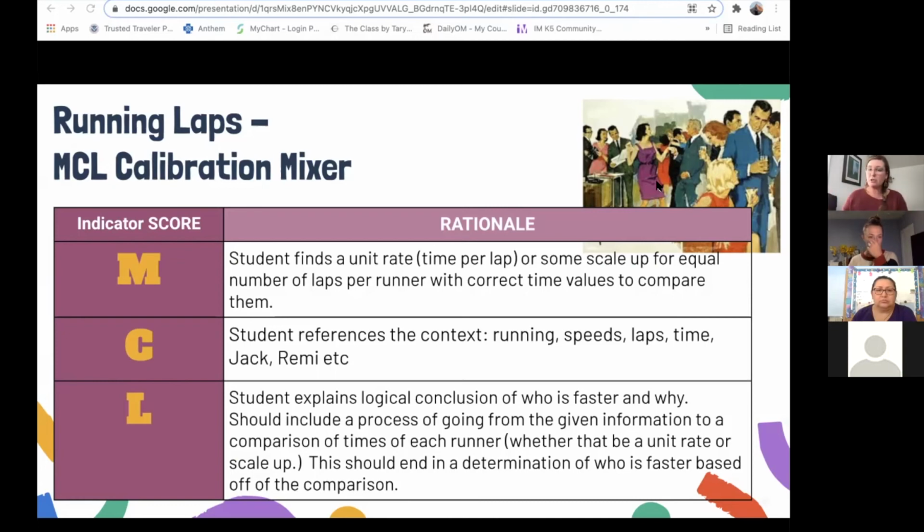Do they find a unit rate or a similar approach? Jessica shared a couple different ones. Do they scale up, scale down, add a lap, subtract a lap? Do they talk about the context? Is it a complete thought? Like, do you feel satisfied? Like, okay, I see your whole thinking here.